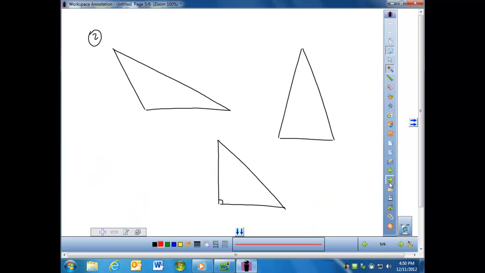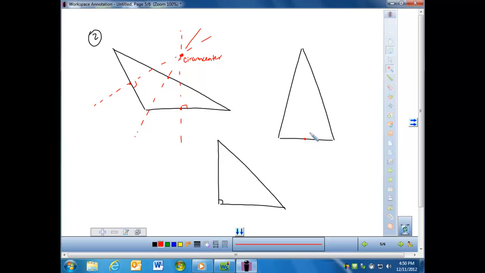Alright, next job. Let's figure out where the perpendicular bisectors will intersect in an obtuse triangle. Your three perpendicular bisectors would look like so. And if you've done it correctly, that circumcenter will be outside of the triangle. Kind of bizarre. Most people wouldn't think of that.